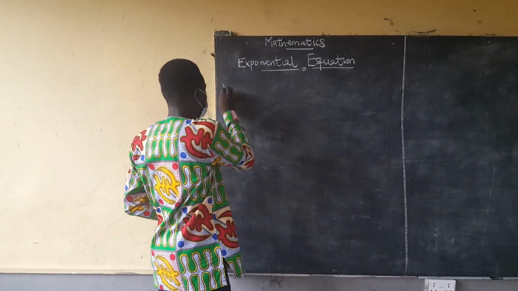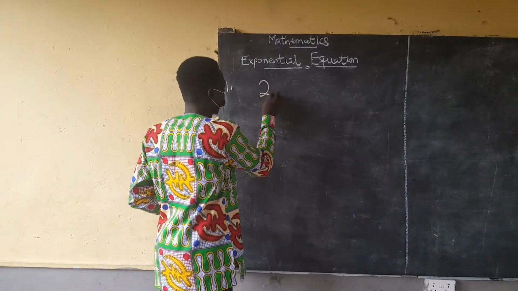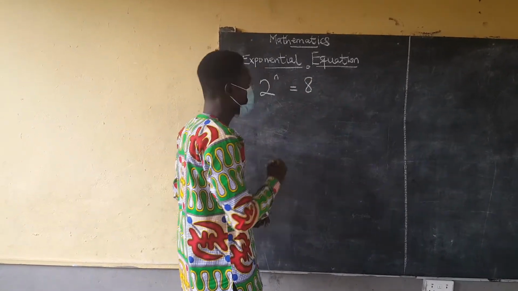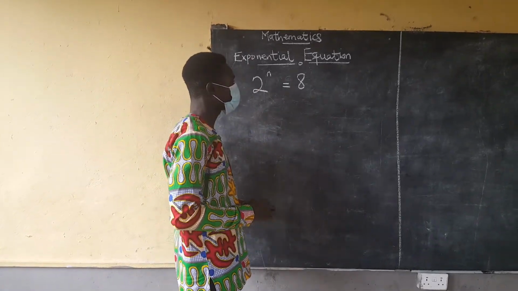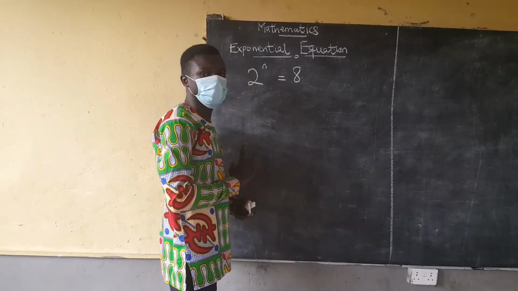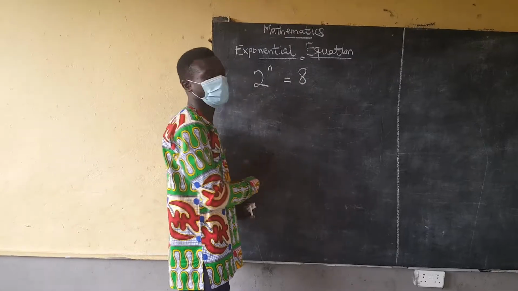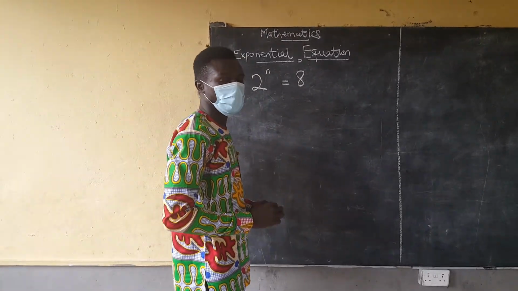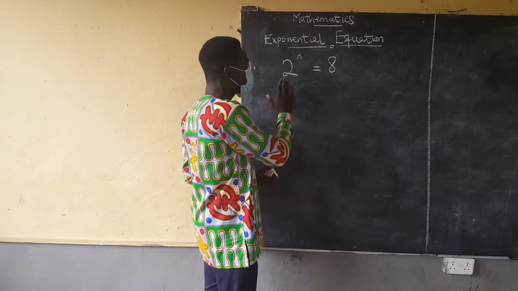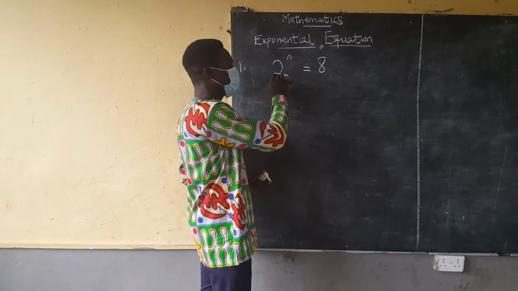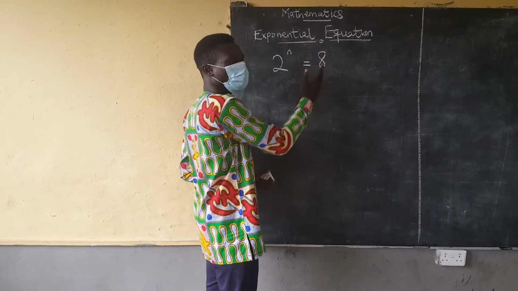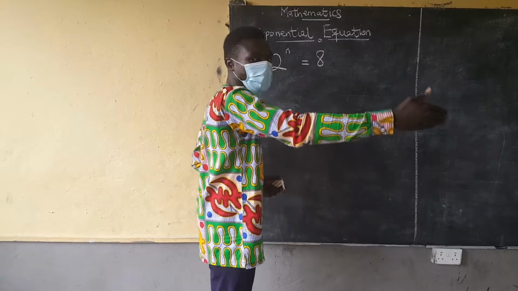Let's say you are given 2 raised to the power n is equal to 8. We call this an exponential equation because this is an exponential number, and because of the equal to sign, it makes it an exponential equation. So we said that when you are given something like this to solve, since the base here is 2, and having an exponent which is unknown, we have to make sure this number, which is 8, also has a base 2 and an exponent.